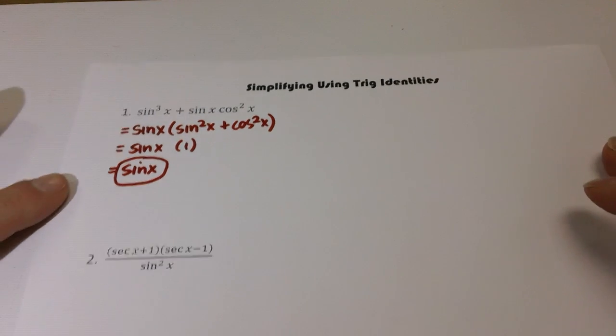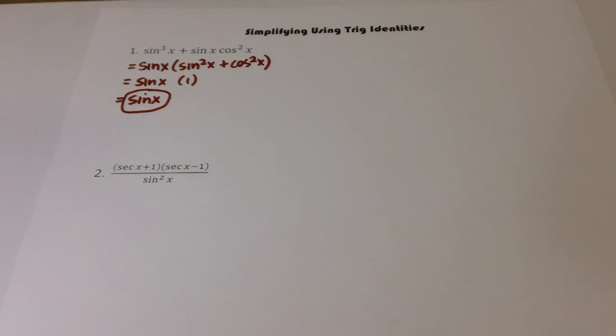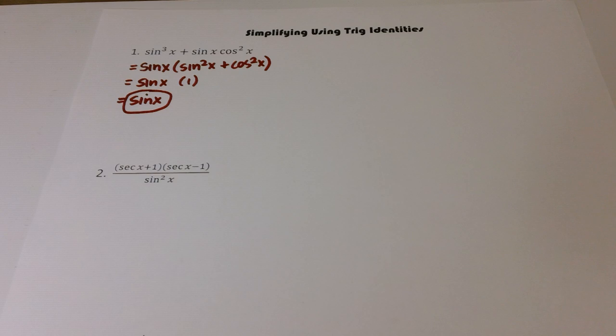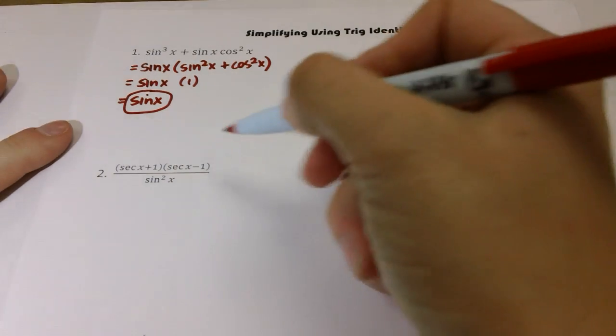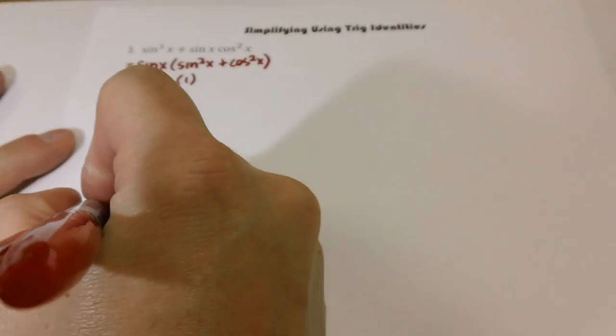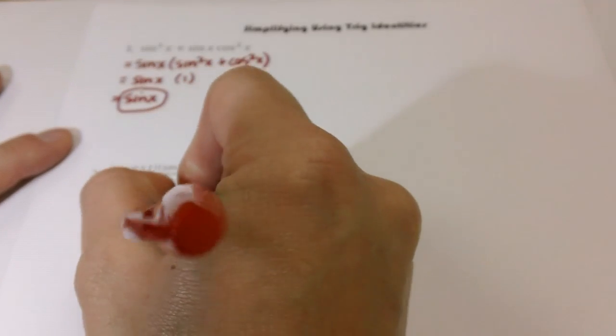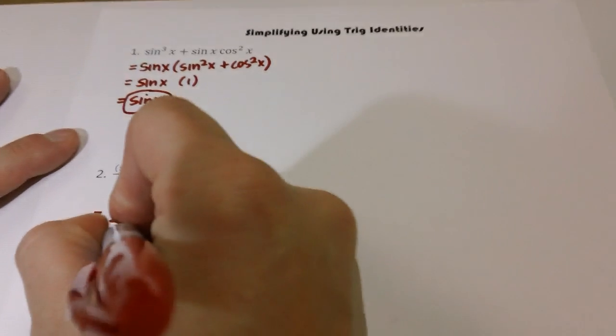All right, in number 2, if we look at this, it looks a little interesting. We have the secant of x plus 1 times the secant of x minus 1 over sine squared of x. Okay. The first thing that I think about when I look at this is the numerator is difference of squares. So one trick that you could do is go ahead and multiply your numerator. You know it is difference of squares, so we can multiply that out, and when we do, we're looking at secant squared of x minus 1 over the sine squared of x.